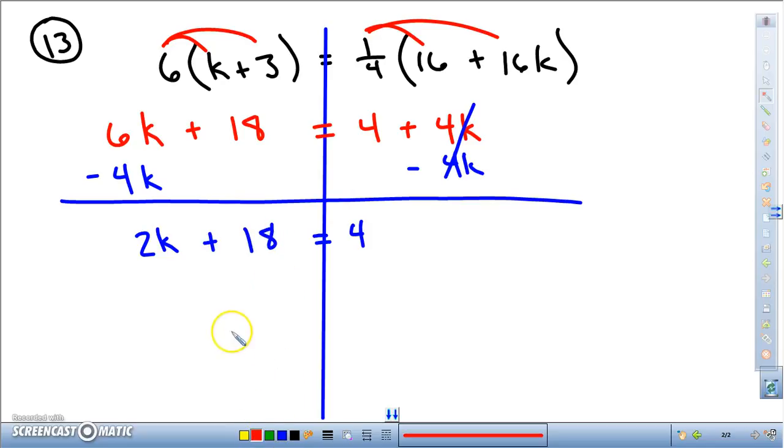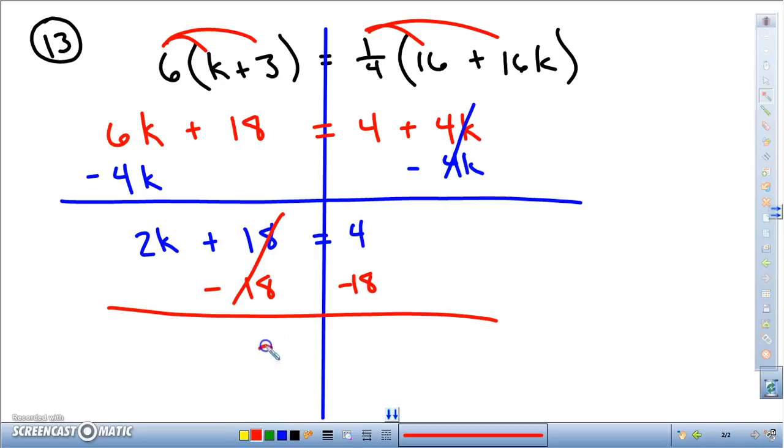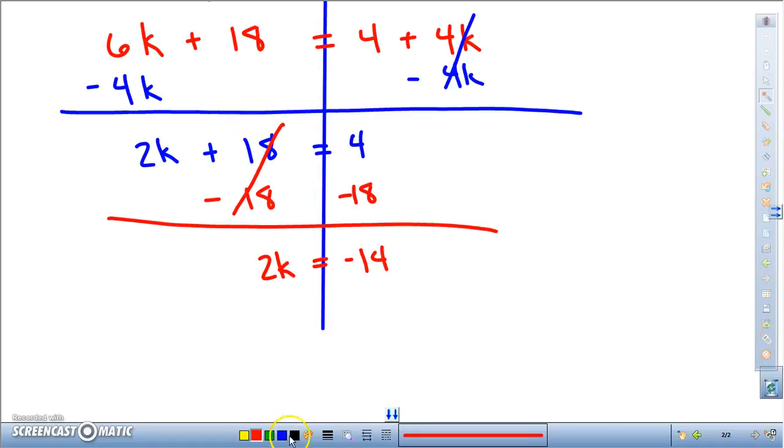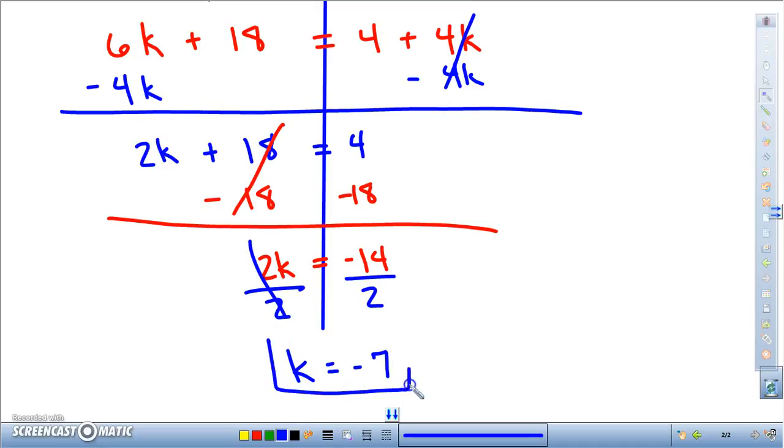Now I'm back to a two-step equation where I want to isolate the variable, in this case by subtracting 18 from both sides. So your 2k comes down on the left. 4 minus 18 gives me a negative 14. And then my last step here is to undo that multiplication and get my coefficient of 1 on the variable by dividing both sides by 2.